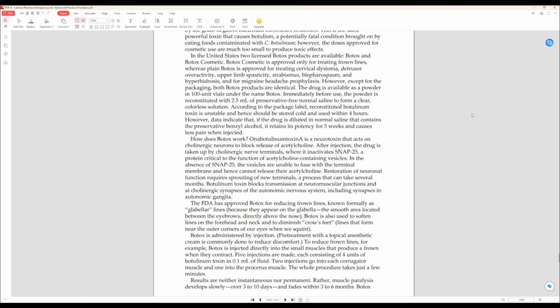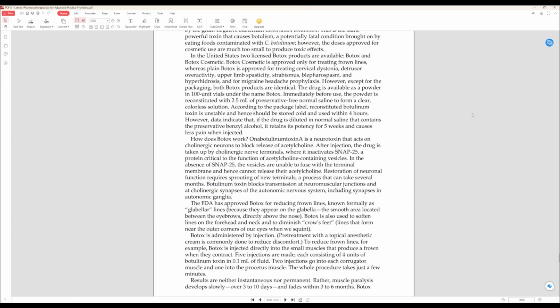The drug is available as a powder in 100-unit vials under the name Botox. Immediately before use, the powder is reconstituted with 2.5 mL of preservative-free normal saline to form a clear, colorless solution. According to the package label, reconstituted botulinum toxin is unstable and therefore should be stored cold and used within 4 hours.